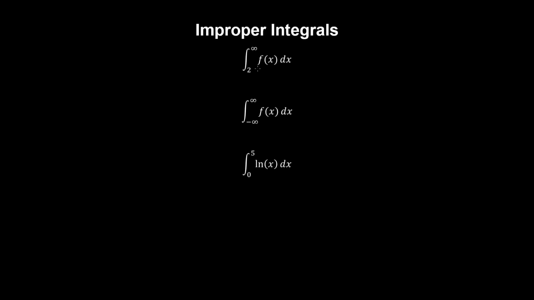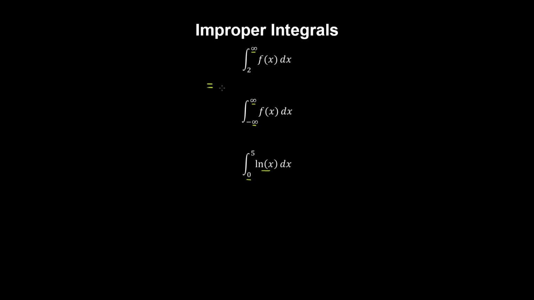An integral is improper if one or both limits of integration are infinite, or the integrand is unbounded in the limits of integration. So in this case, the natural log of 0 is undefined.